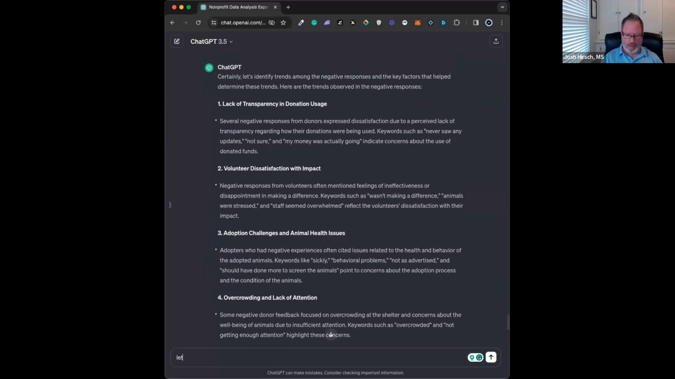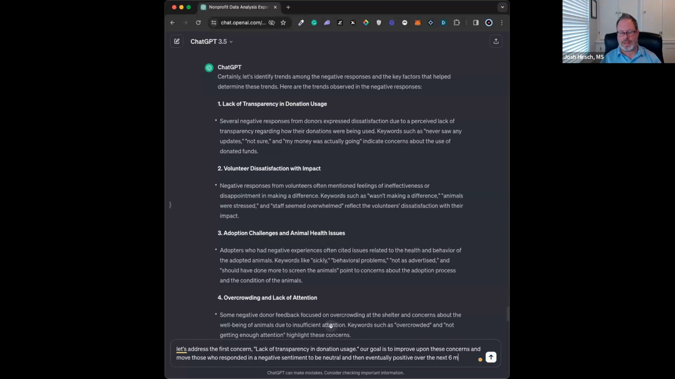So let's address the first concern, lack of transparency in donation usage. Our goal is to improve upon these concerns and move those who responded in a negative sentiment to be neutral and then eventually positive over the next 6 months.